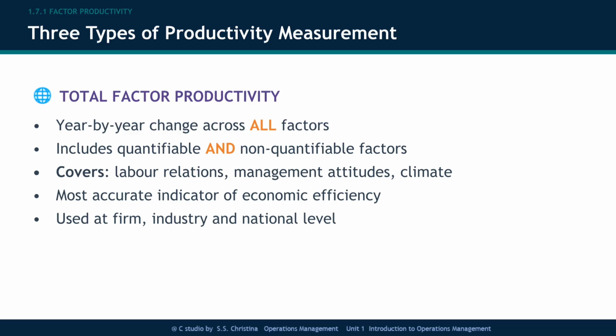As an operations manager, you will use all 3, depending on context. For day-to-day operational decisions, labor productivity is quick and useful. For strategic investment decisions, total factor productivity gives you the full picture.